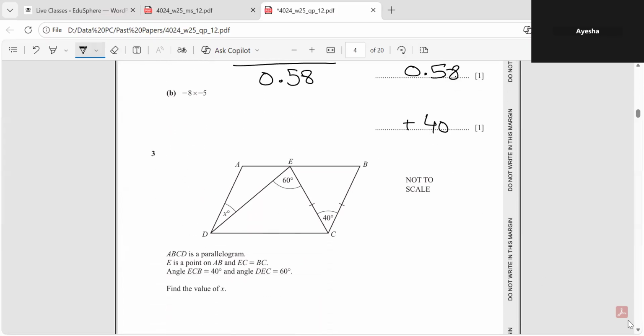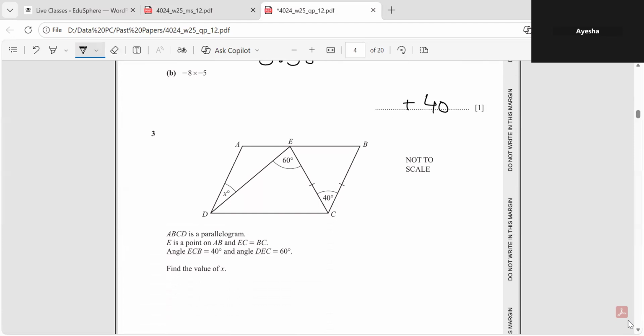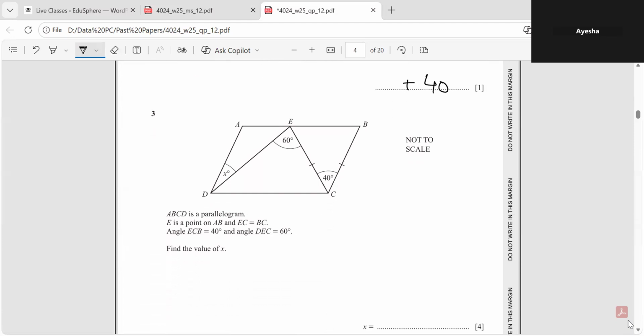Okay, moving on to question number 3. It's a parallelogram, and it's mentioned that the point E is on AB, and EC is equal to BC. This EC and BC, they are equal, so this is kind of an isosceles triangle, we can say. Okay, now this is given as 40, so since it's an isosceles triangle, we may write that these two angles must be equal. So this angle and this angle will be equal since it's a triangle.